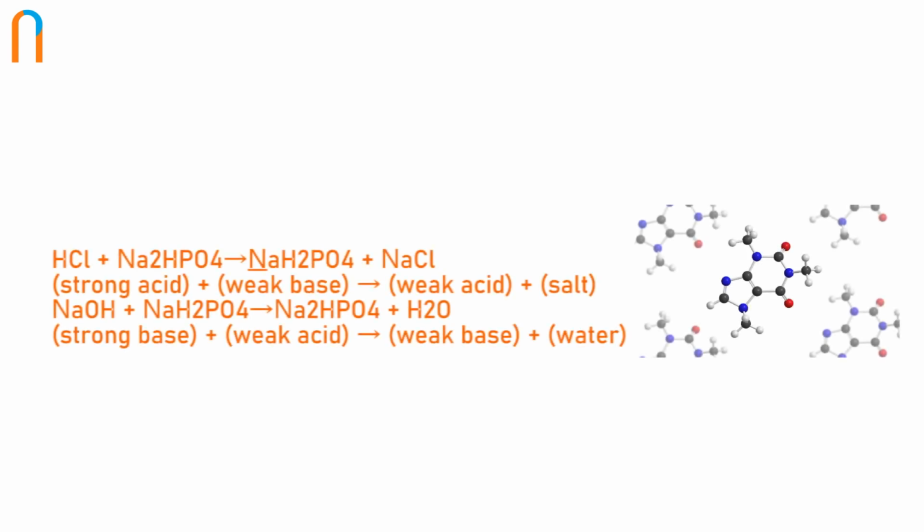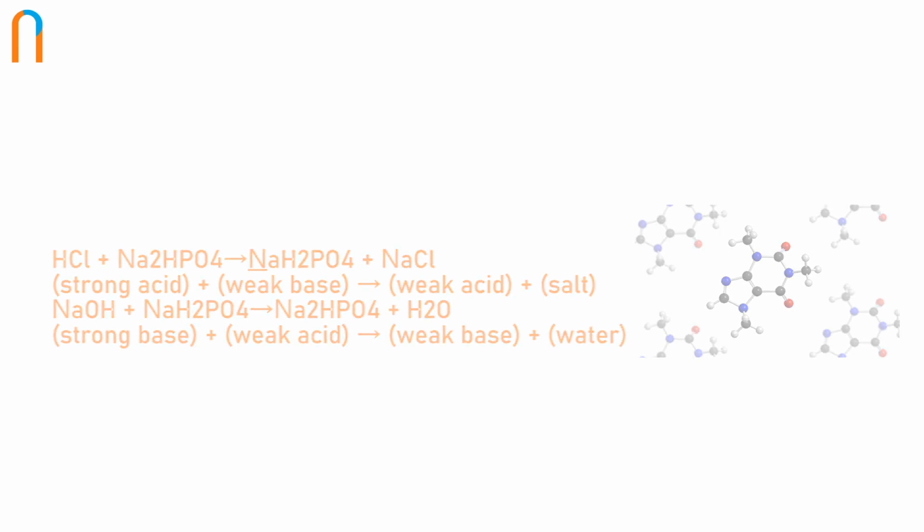When monohydrogen phosphate comes into contact with a strong acid, such as hydrogen chloride, the base picks up a second hydrogen ion to form the weak acid dihydrogen phosphate and sodium chloride. When dihydrogen phosphate, the weak acid, comes into contact with a strong base, such as sodium hydroxide, the weak acid reverts back to the weak base and produces water. Acids and bases are still present, but they hold onto the ions.